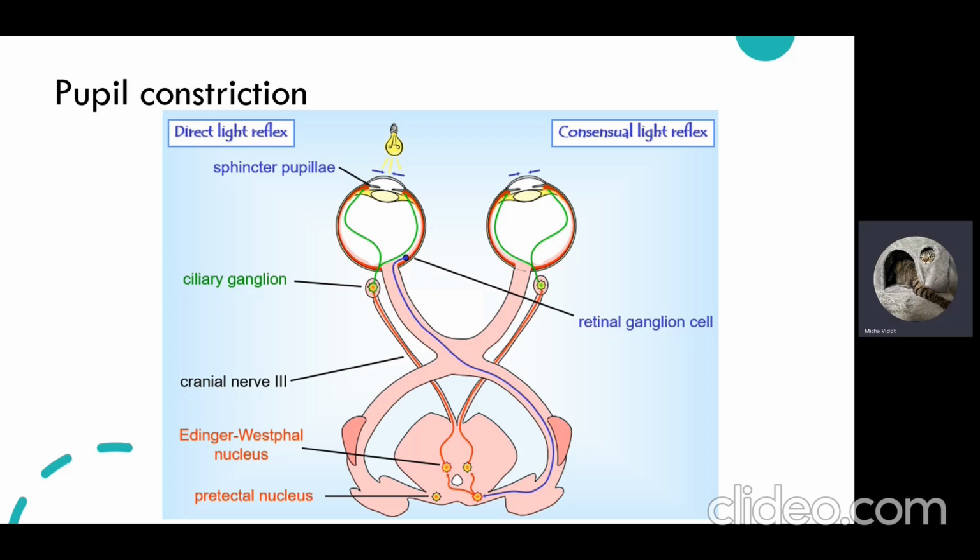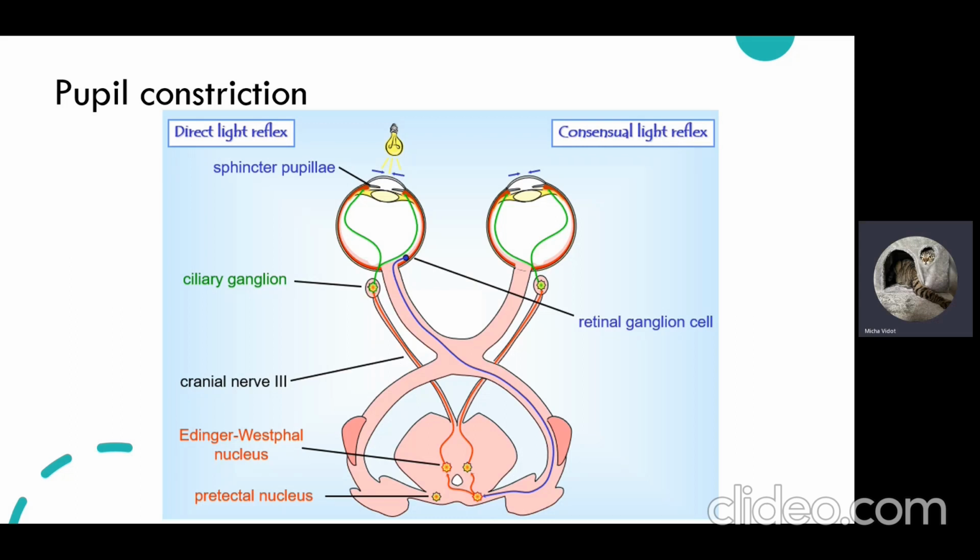In the brainstem, it goes to the pretectal nucleus and then the Edinger-Westphal nucleus, which sends signals via cranial nerve 3 or oculomotor nerve to the ciliary ganglion. Then the short ciliary nerves cause contraction. This happens to both eyes when light is shone in just one. So this is both the direct and consensual light reflex, and you can see on the image that the pretectal nucleus has neurons which go to both sides of the Edinger-Westphal nucleus, so both for your left and right eye.